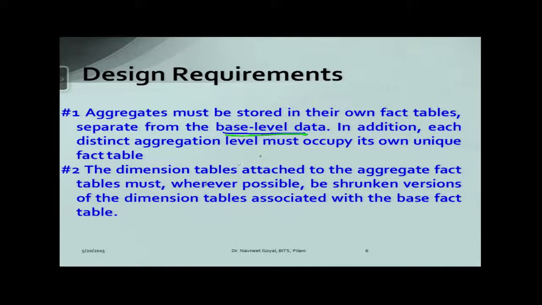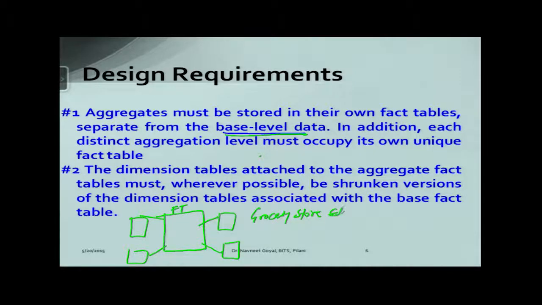In addition, each distinct level aggregate must occupy its own unique fact table. Let me picturize this for you. This is a fact table, which is a base level fact table, and there are some associated dimensions. Suppose this is the grocery store sales data, the sales fact table, and the dimensions are product, location, that is store, then time, and promotion.